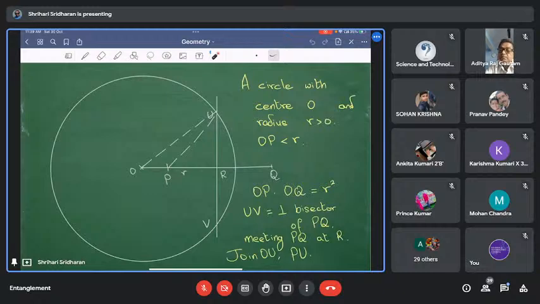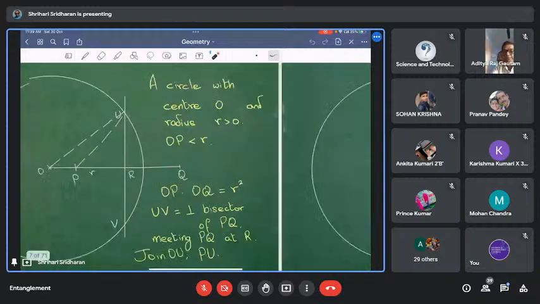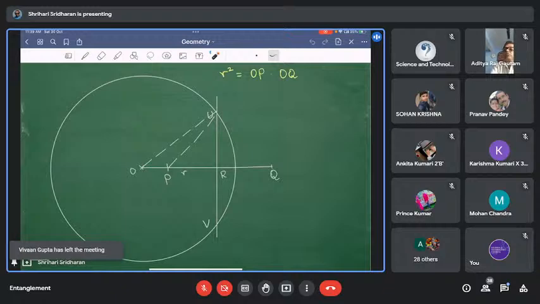I join OU and PU. I'll not alter the picture. I'll keep the picture as it is. I'll only erase the other bits of whatever I have written down over here. And then I'll show you something. So let's start with this. The construction gave us R squared to be equal to OP times OQ.